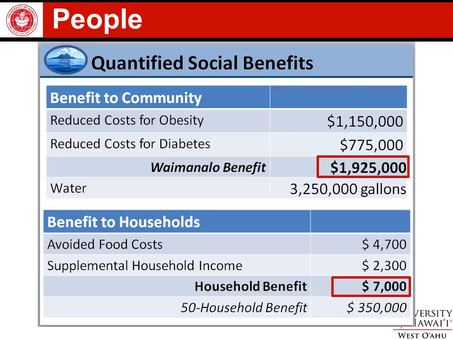And benefit to households. Avoided food costs is the idea that families, if they're able to grow food at home, don't need to go to the grocery stores and spend the money to buy it there. As calculated, it'd be about $4,700 per family that's not spent buying their fish and vegetables elsewhere. In addition, because their business model has a revenue generating system for each household, it provides an income of about $2,300 for them, for a total household benefit of about $7,000. Spread out to the 50 households, the benefit for the community is about $350,000.